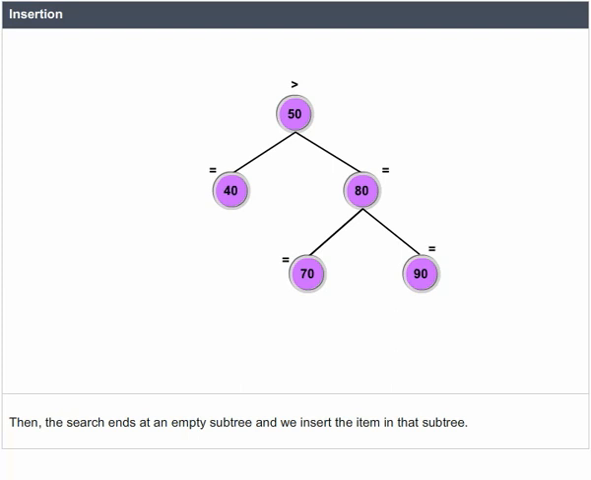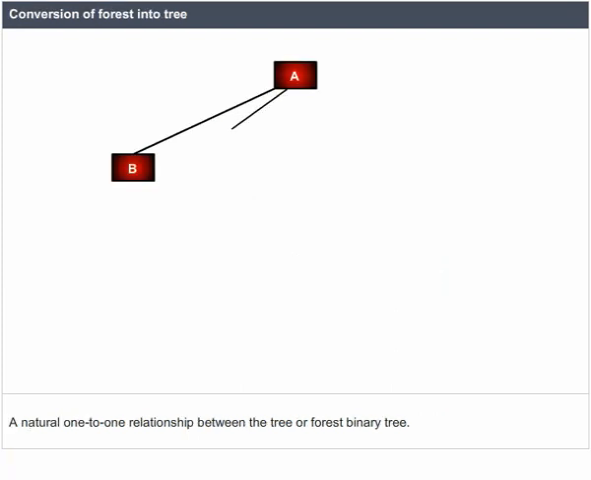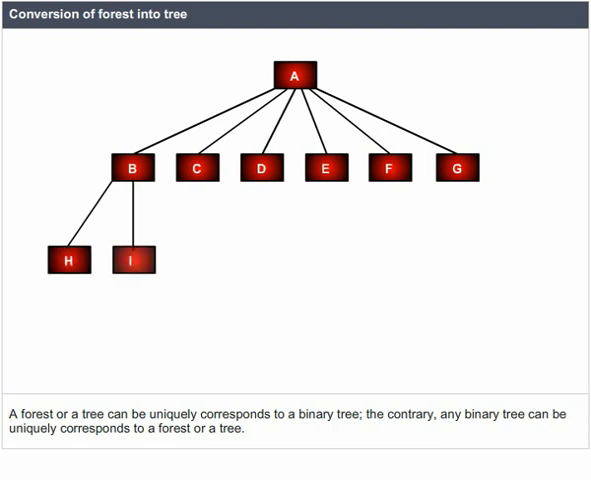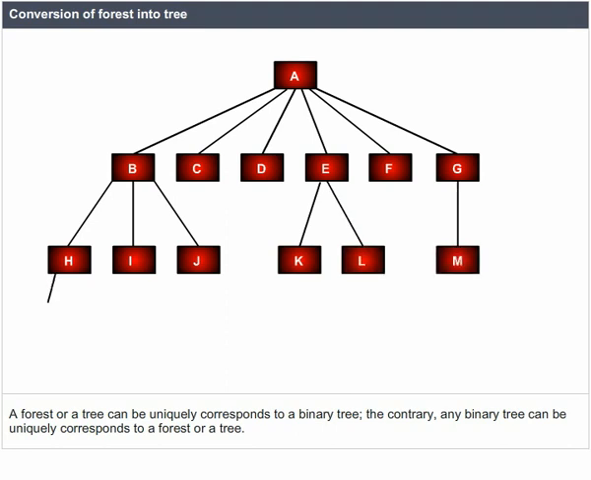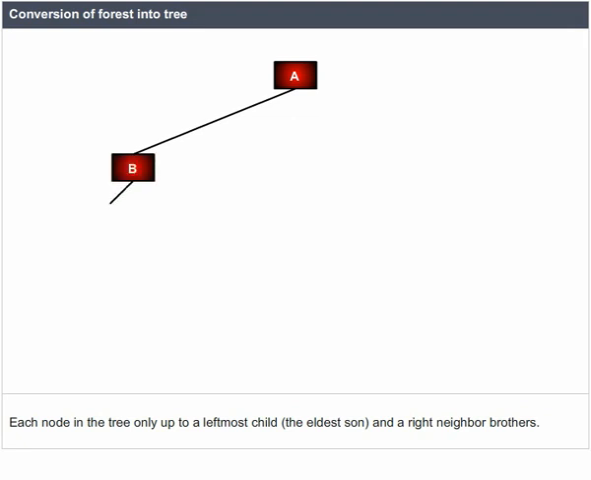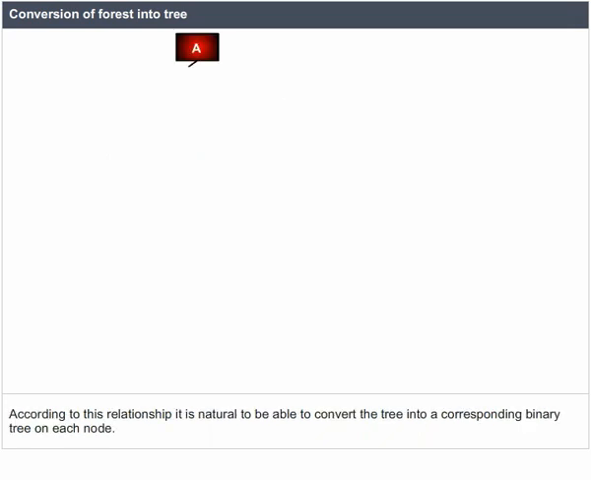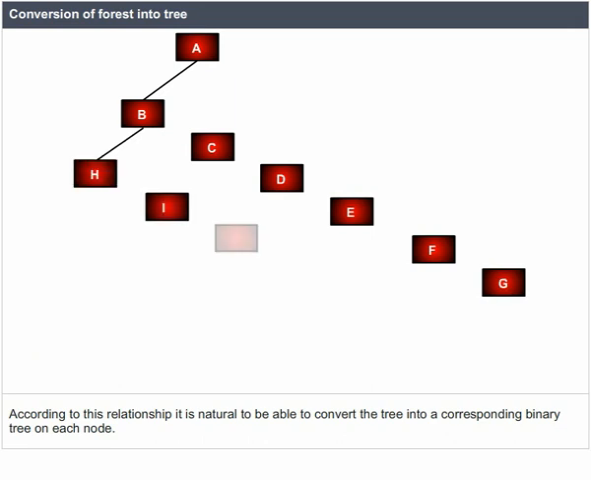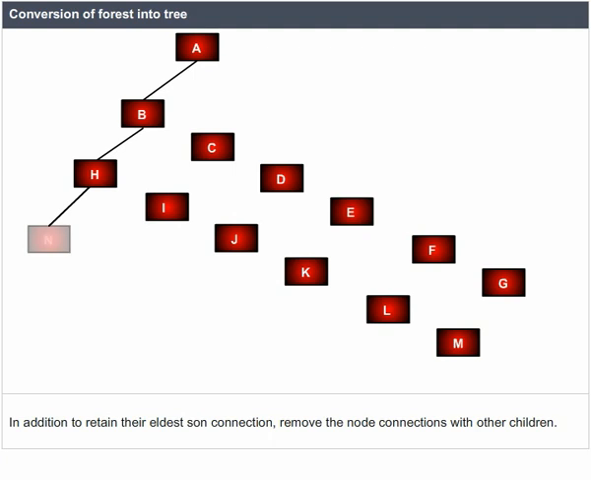Conversion of forest into tree. A natural one-to-one relationship between the tree or forest and the binary tree. A forest or a tree can be uniquely corresponding to a binary tree. On the contrary, any binary tree can be uniquely corresponding to a forest or tree. Each node in the tree has only up to a leftmost child, the eldest son, and a right neighbor brother. According to this relationship, it is natural to be able to convert the tree into a corresponding binary tree on each node. In addition, to retain the eldest son connection, remove the node connections with other children.